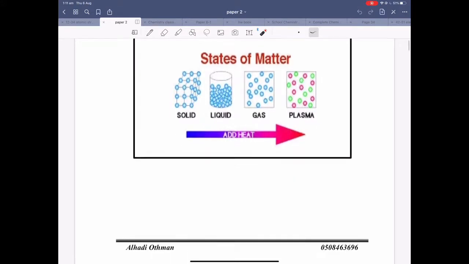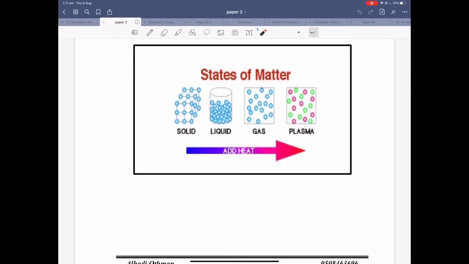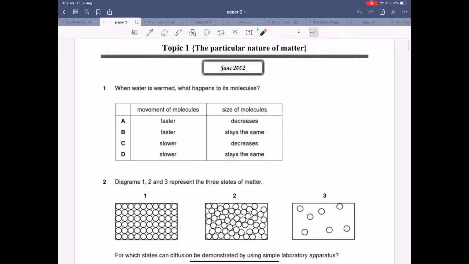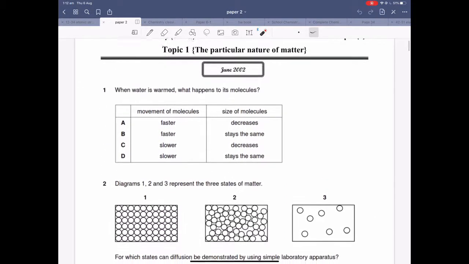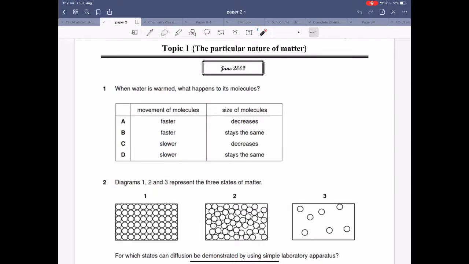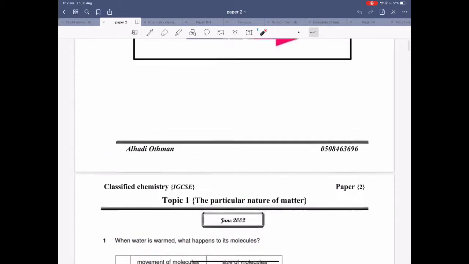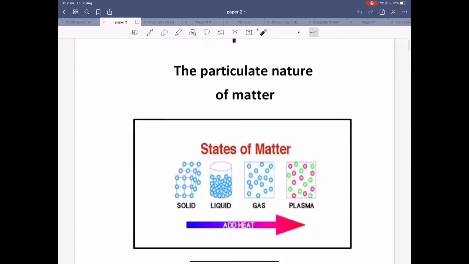Just want to point out here that you don't need to know about this fourth state of matter. It's not in the syllabus. You're not required to know about it. Also, just in case anyone's wondering, the particular nature of matter, there's a mistake there. It's the particulate nature of matter, as mentioned here in this title.